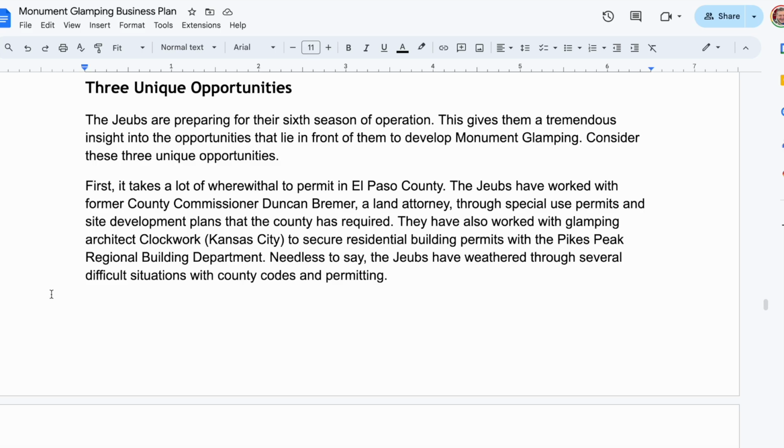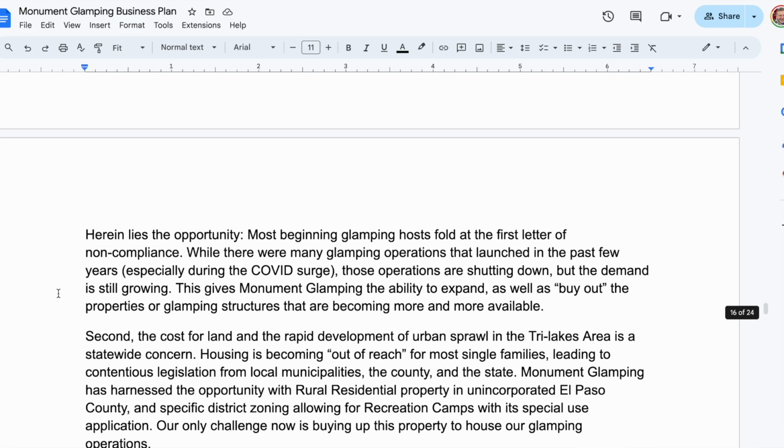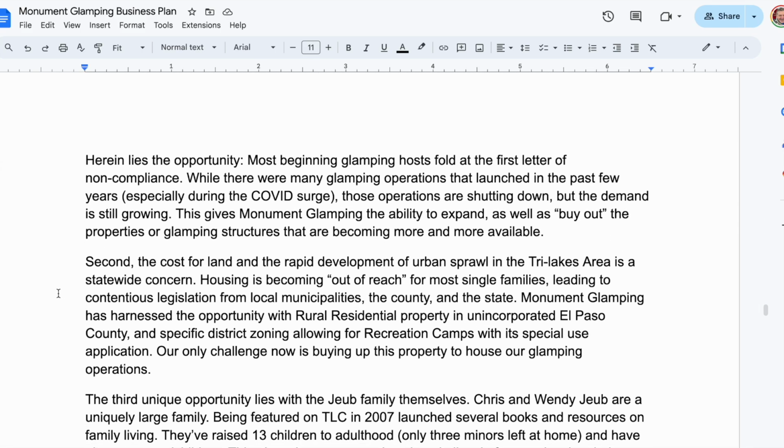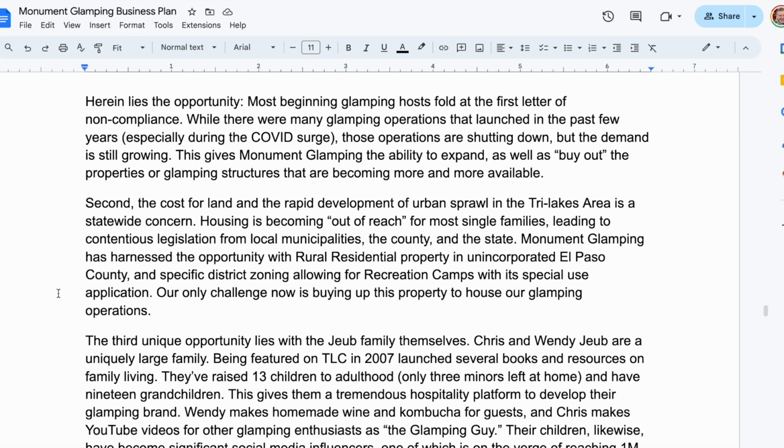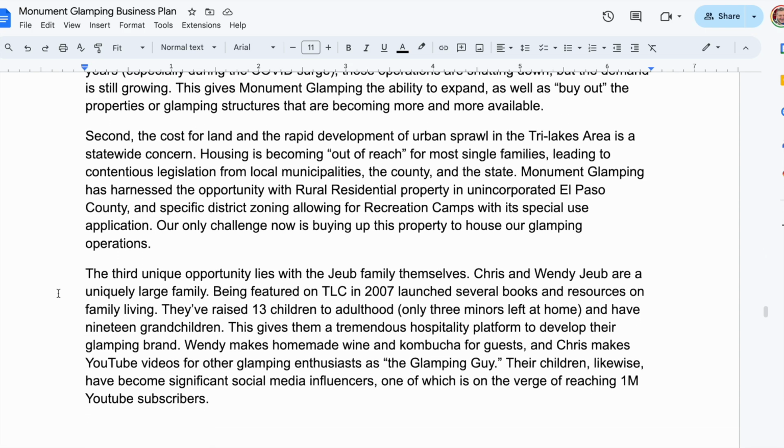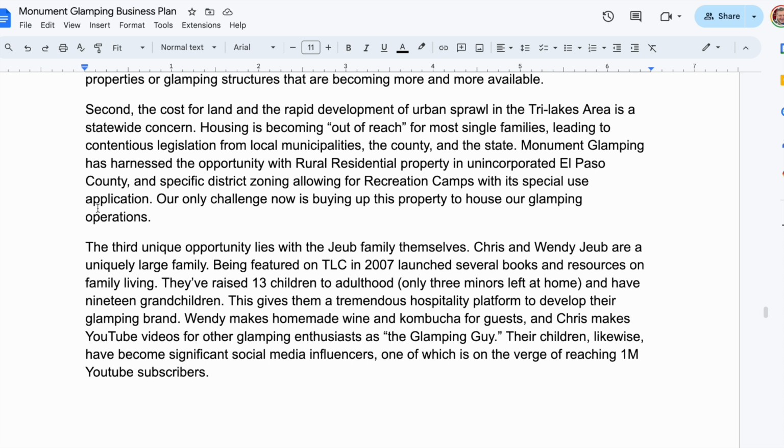I talk about permitting in El Paso County, but I say that's an opportunity. I know how to do it. I know how to get permitted. And then the cost for land is a challenge, but that's where the investor comes in.